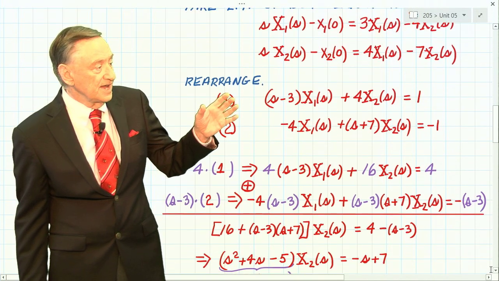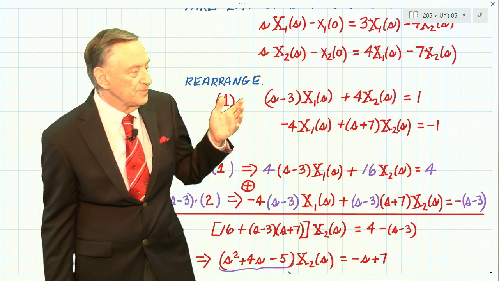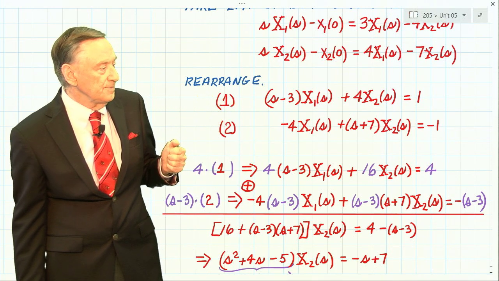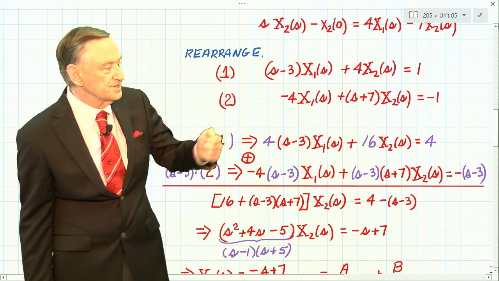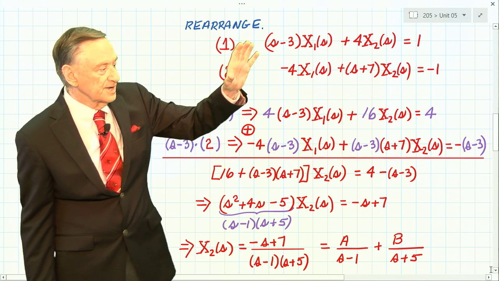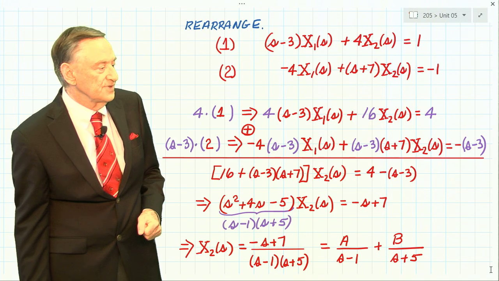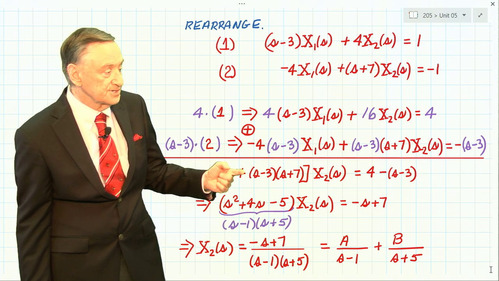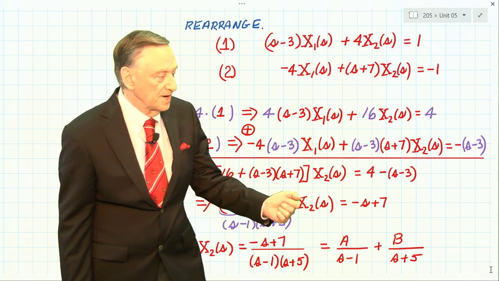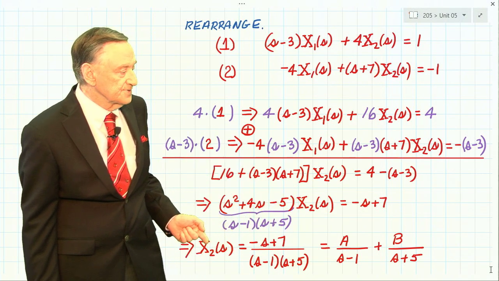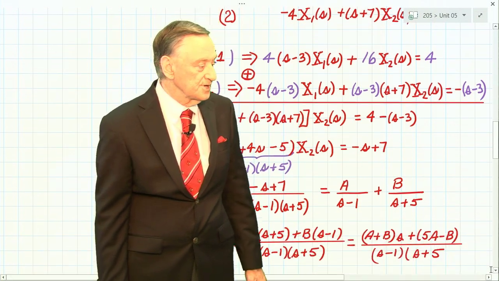So we simplify that, factor the coefficients of the x1 and the x2, and get the form that you see right here. And if we multiply the first equation by 4 and the second equation by s minus 3, we can eliminate capital X1 and get an equation that involves only capital X sub 2. We simplify, write the solution for x sub 2, and we're going to use partial fractions so that we can take the inverse Laplace transform.